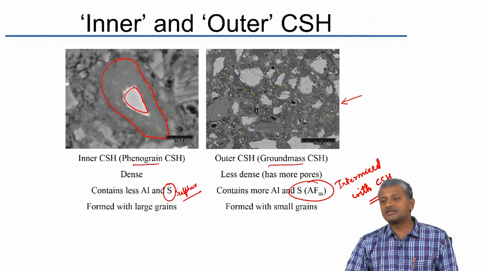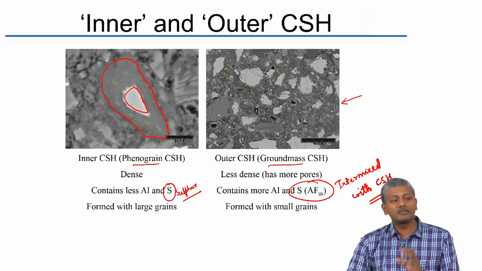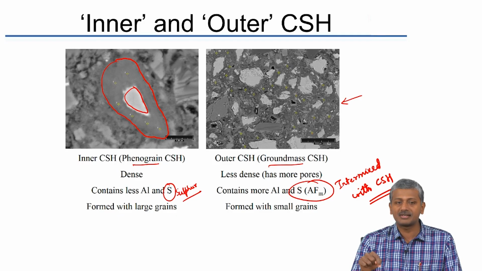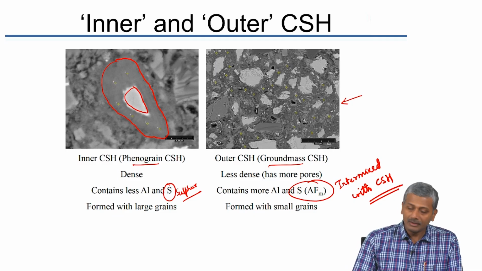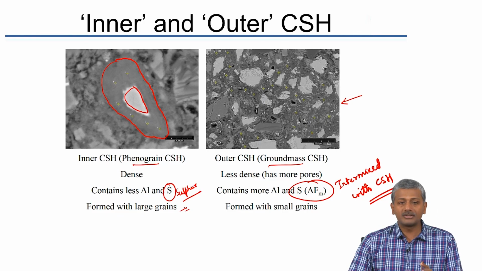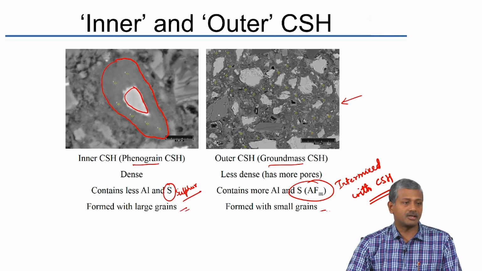The AFm phases that are forming in the system are generally at a very fine micro crystalline scale, and because of that they are intermixed with the CSH. So, if you do a spot analysis of the composition of the CSH, you will find that there is a lot more aluminum and sulfur as opposed to inner CSH. And again, as I was talking earlier, inner CSH is formed with larger grains, whereas outer CSH is formed with smaller grains of cement.